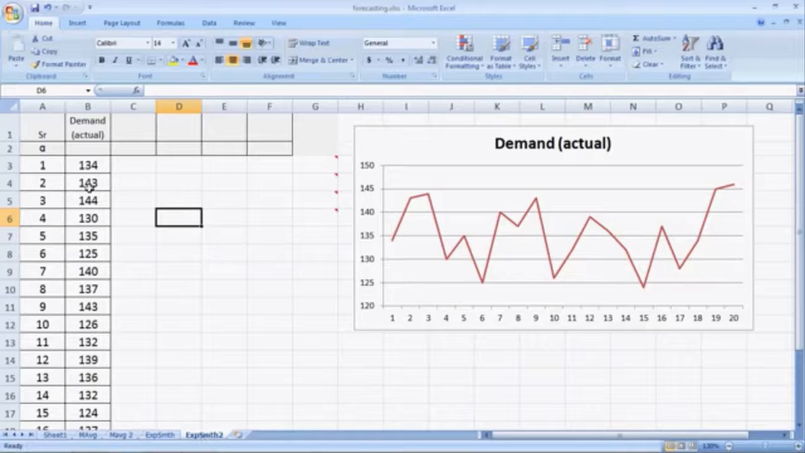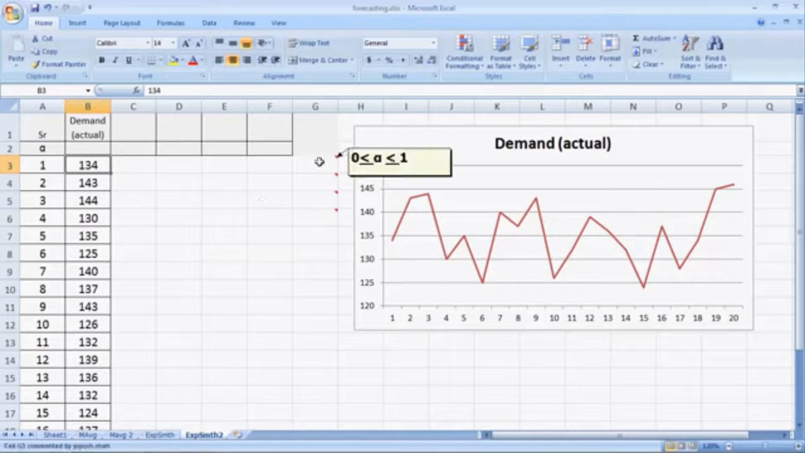This is the same data that we had last time, 20 data points which are varying randomly around 135. I made the y-axis start at 120 so that we get a better visualization of the graph. Alpha is a smoothing factor which we require. If you look at the screen on the top left, there is something called alpha. Alpha can vary between 0 and 1, the minimum is 0, the maximum is 1. We need this alpha to help us forecast using the exponential smoothing method.